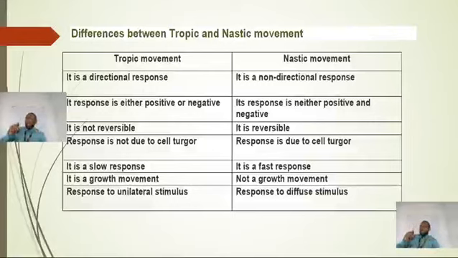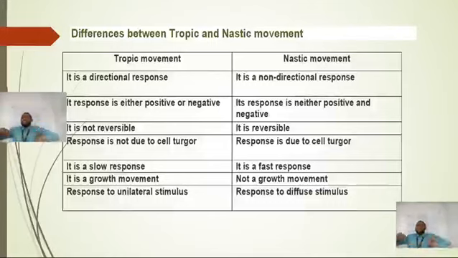After touch, when you touch the mimosa plant, what will happen to it? Okay, when you touch the mimosa plant, what will happen? It will fold up. Then thereafter, it opens.